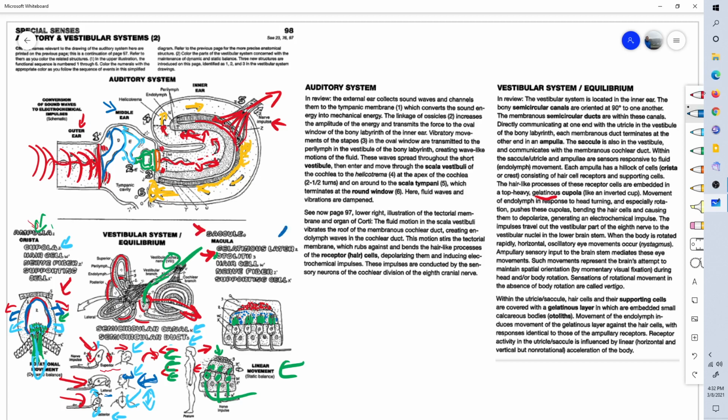So the gelatinous layer here, and these other ones at the bottom, they're supporting cells. Some sort of connective tissue cells, I'm sure, or an epithelial layer possibly. And then, of course, our hair cells.